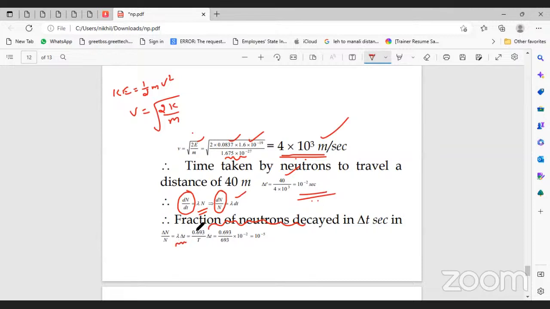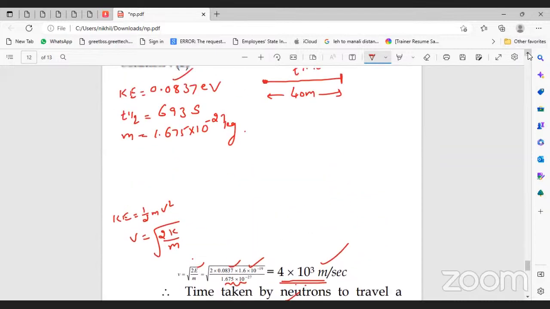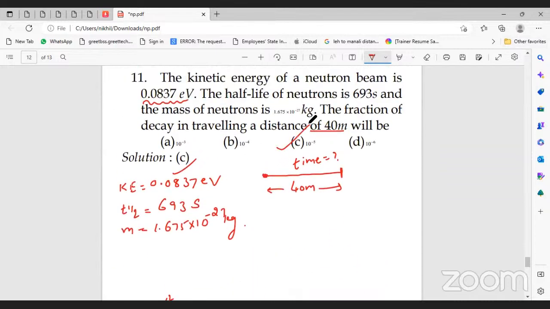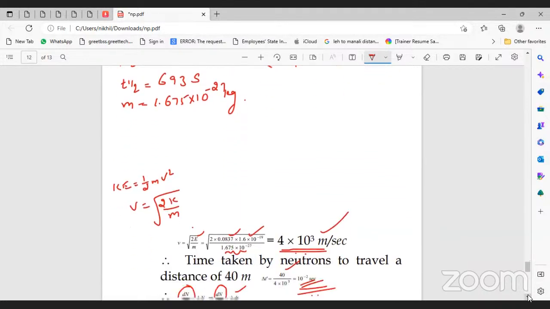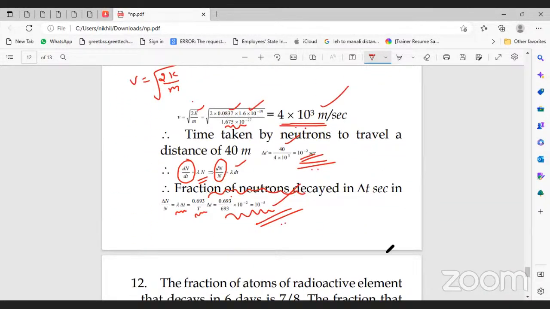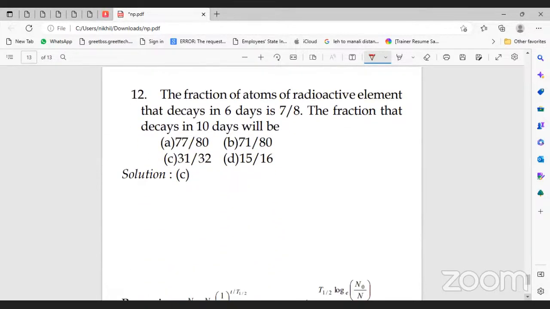You know that lambda is nothing but 0.693 by half-life. So 0.693 by half-life I have taken as 693, into the time you got as 10 power minus 2 second. So totally it will be 10 power minus 5. So what is the fraction it has reached? 10 power minus 5. So option C is the right answer. Got it? Just have a look at this calculation part, students. Yeah, let me see the next problem.